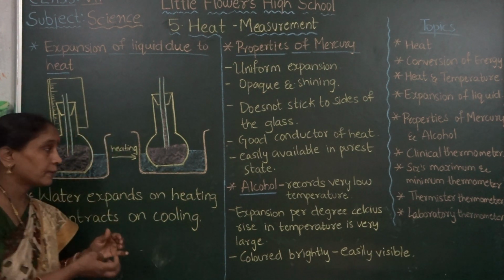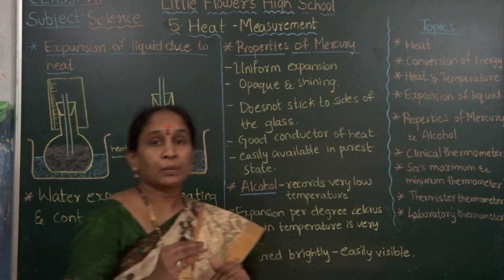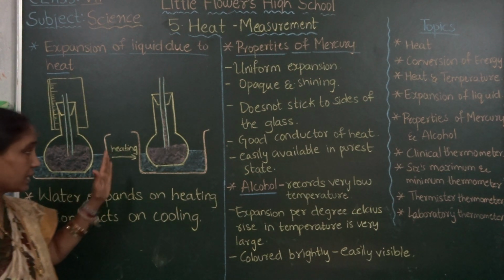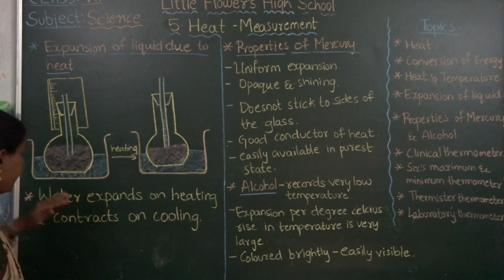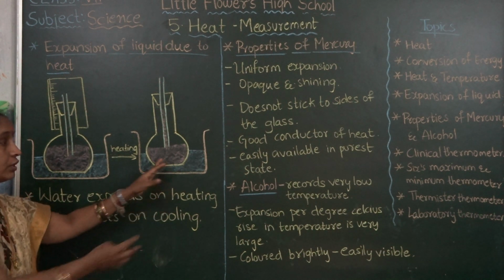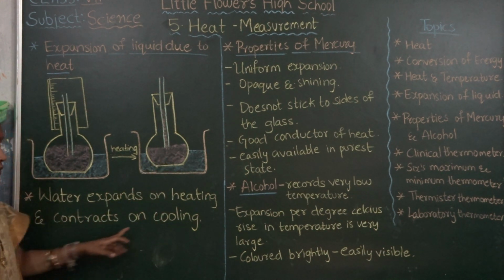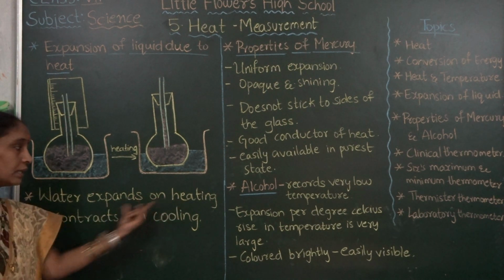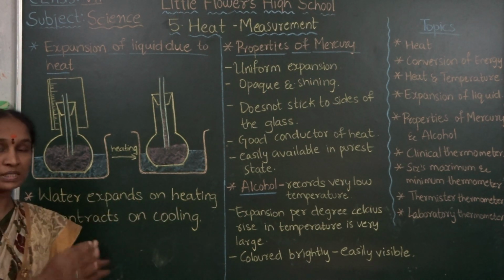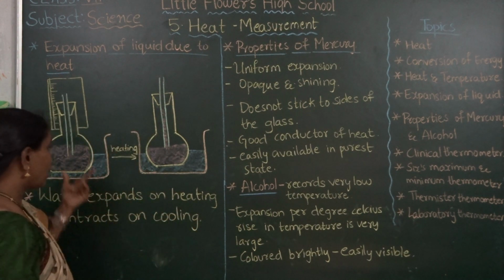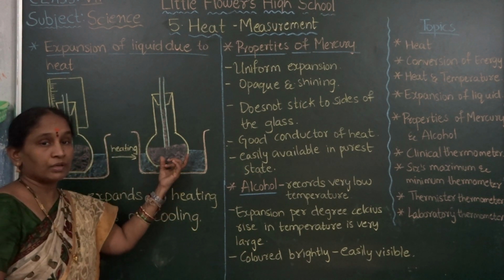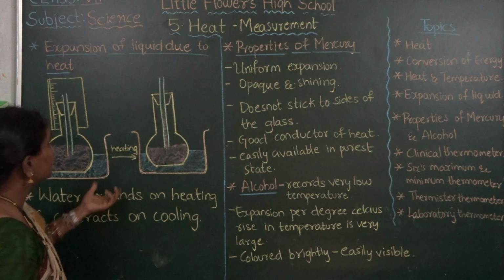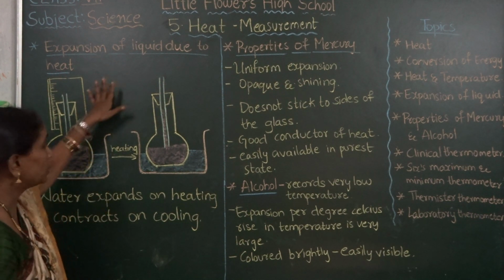Whenever we increase the temperature, the mass of the substance does not change, but the volume is increased. That is the meaning of expansion. Liquids expand on heating. Water expands on heating. Whenever we cool that water, it again comes back to its original state. It contracts on cooling. Expands on heating, contracts on cooling. These two processes are reversible. This is the experiment to show the expansion of liquids due to heat.